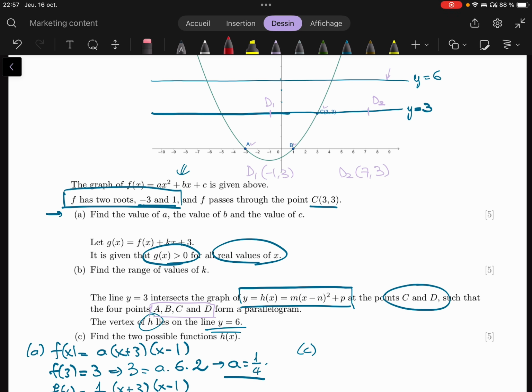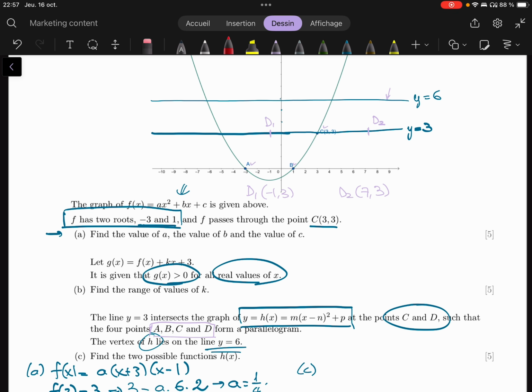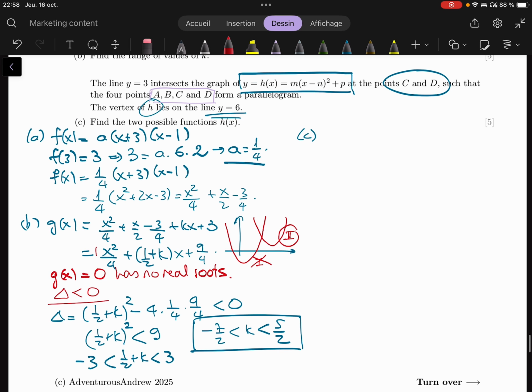We know that the parabola also passes through point H. So that means that if the vertex is over here, for example, this is vertex 1, one potential graph for h would look something like this. Another one would look something like that. And that would give us two possible functions h.